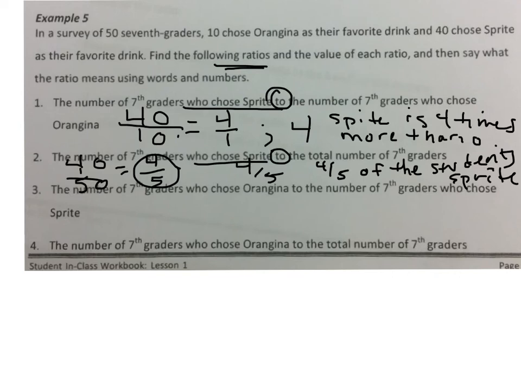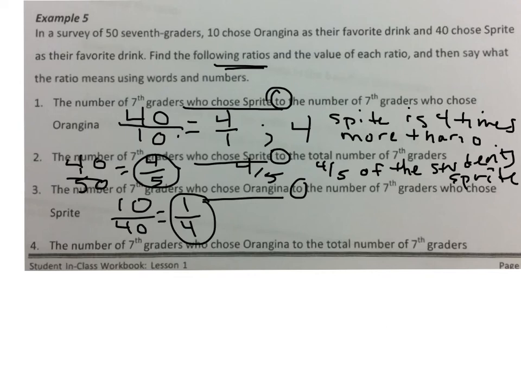Okay. And number 3, the number of 7th graders who chose Orangina to the number of 7th graders who chose Sprite. So now they're just switching the order on us. So students that chose Orangina, that's the first part, so that's 10. The word "to," oh, that's my fraction line. Number of 7th graders who chose Sprite, Sprite is 40. So there's my ratio. I reduce that down, I can divide by 10, becomes a 1 and a 4. So therefore, that's what the ratio is.